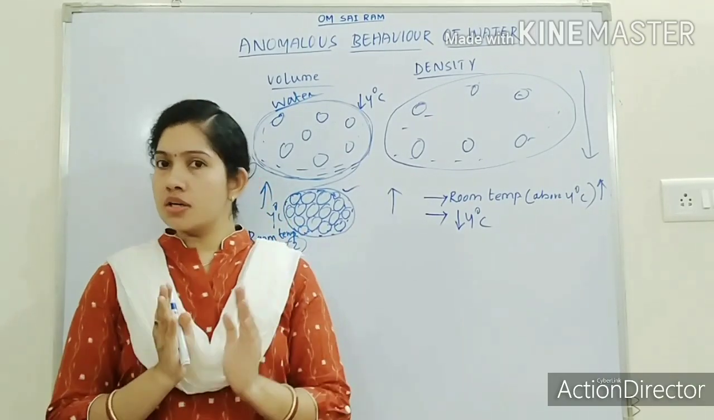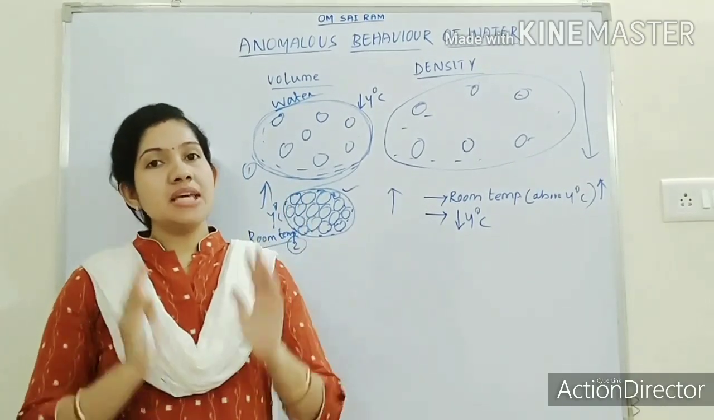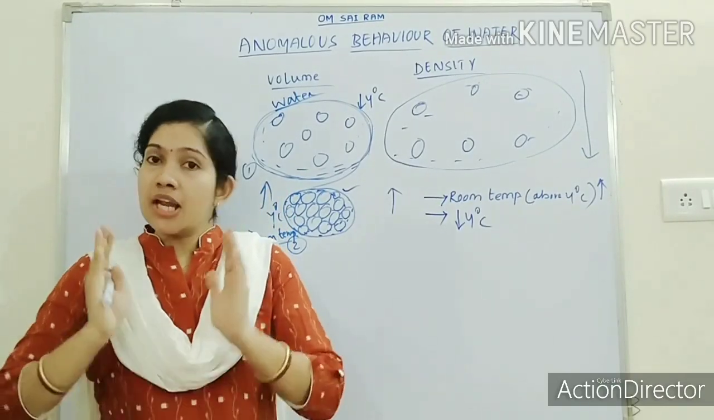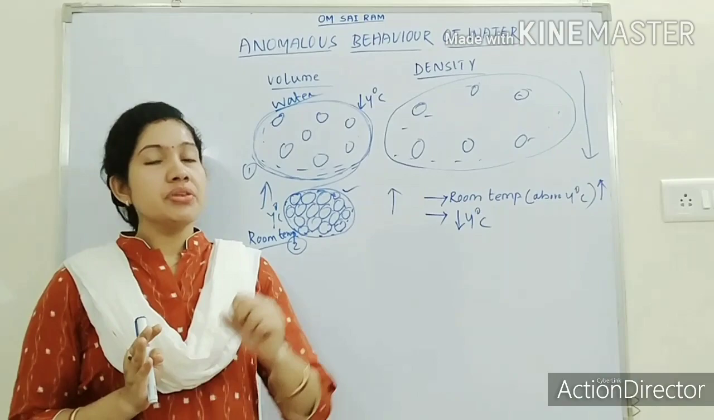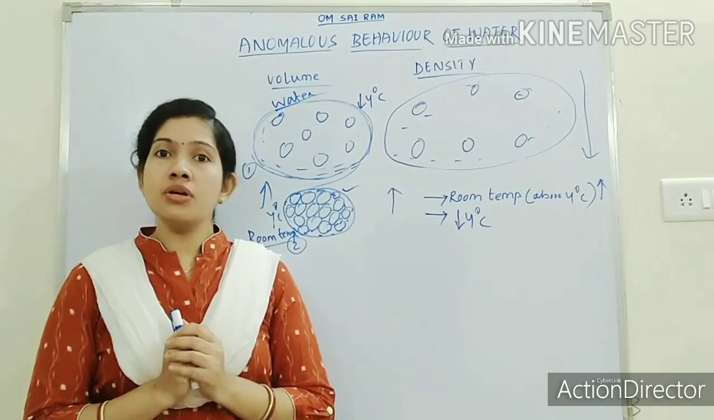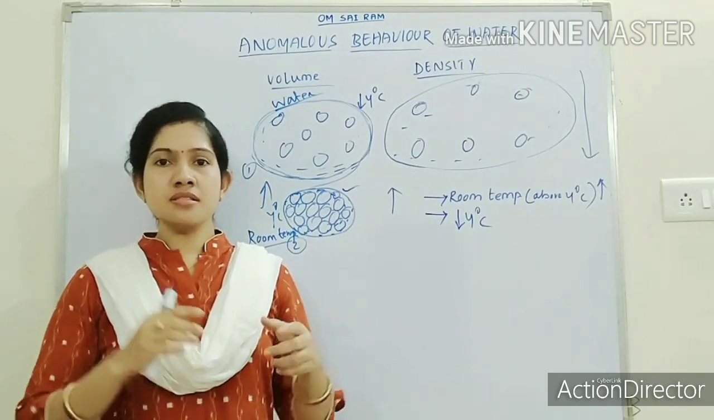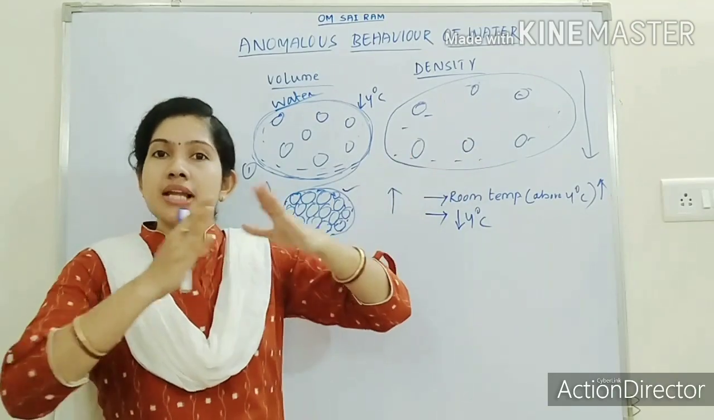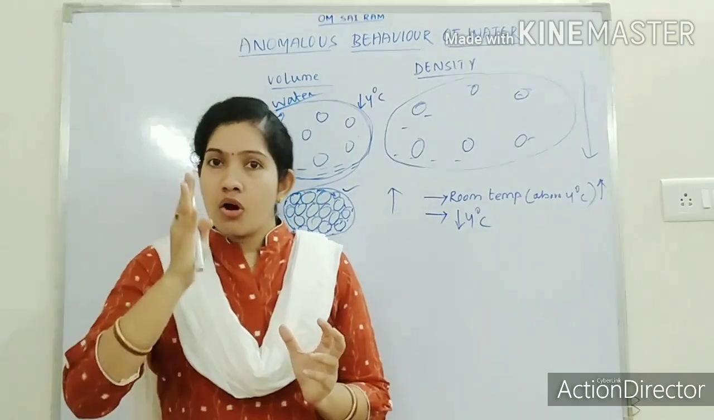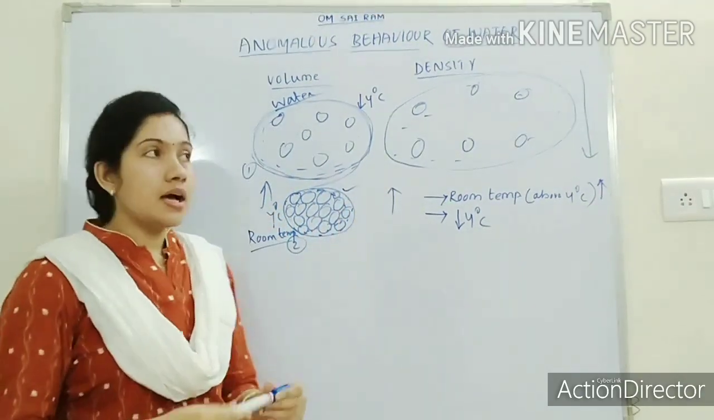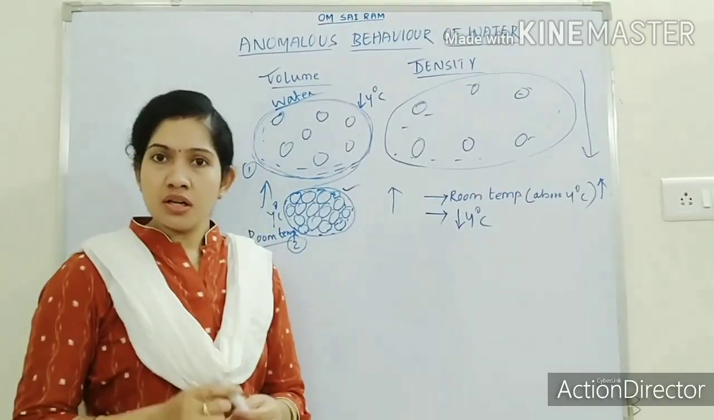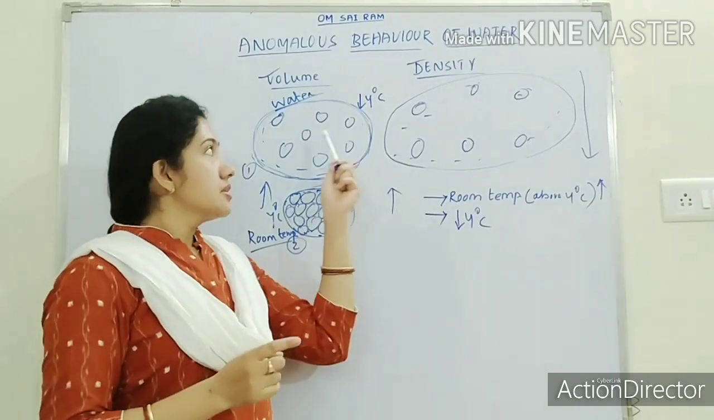When we allow water to cool at room temperature, not at a very low temperature, its volume will decrease and density will increase. But when we allow it to cool below 4 degrees Celsius, its volume will increase and density will decrease. First of all, you should get a clear idea about volume and density. That's why before starting this behavior of water, I started with those concepts.